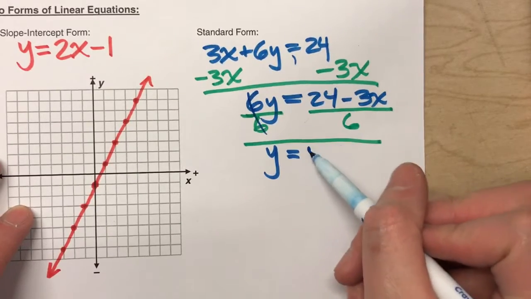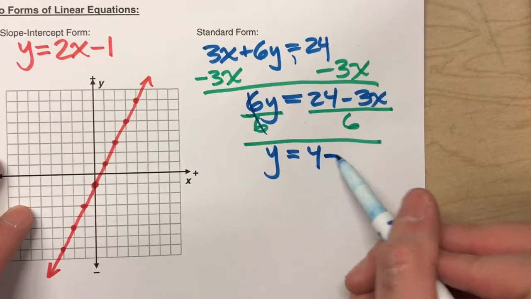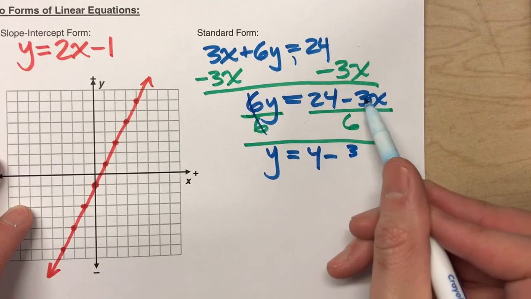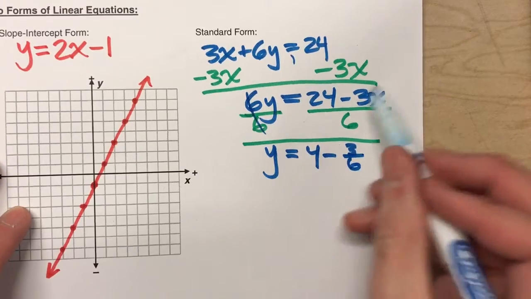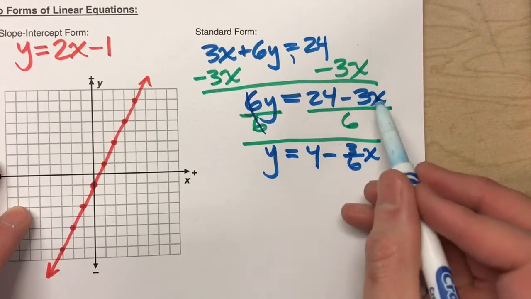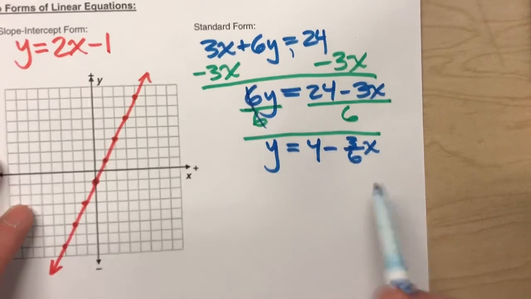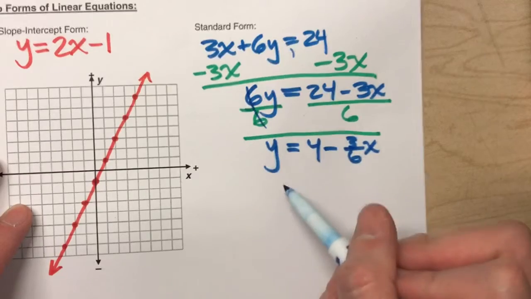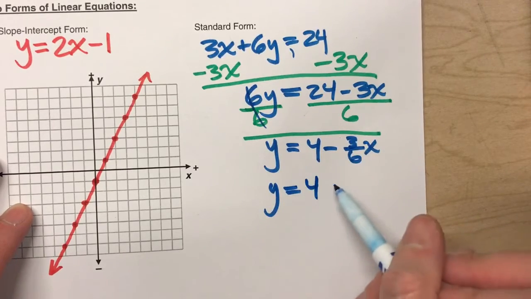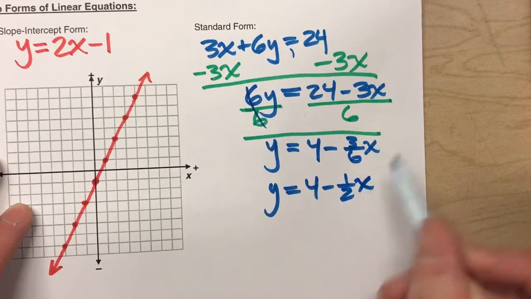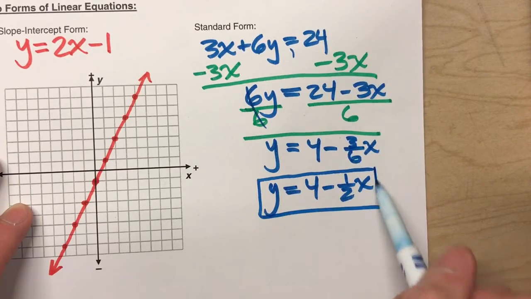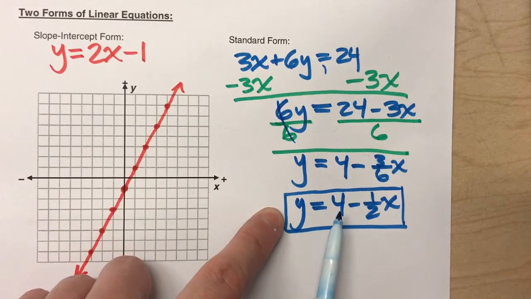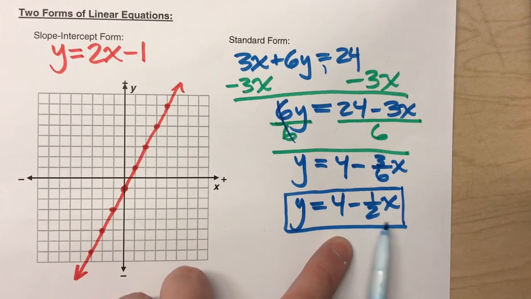24 divided by 6 is 4, minus 3 divided by 6 is not a whole number, so I'm going to leave it as a fraction for now. 3 divided by 6 is 3 over 6, and of course, times x. Now, before we're done, we need to reduce that fraction. I know 3 over 6 reduces to a half, so our equation simplifies to this. So notice, our y-intercept is actually 4, and our slope is -1/2.